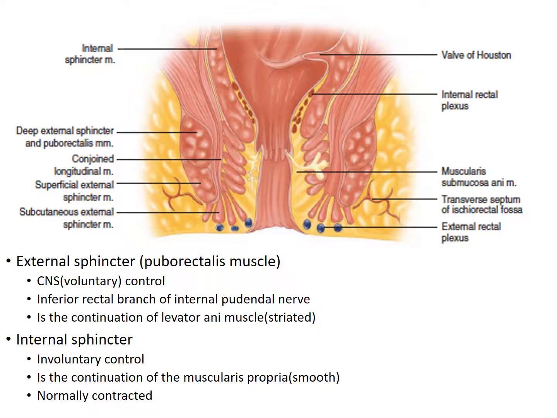The internal sphincter is under involuntary control. It's a continuation of the muscularis propria, so it's a smooth muscle, involuntary. It's normally contracted.